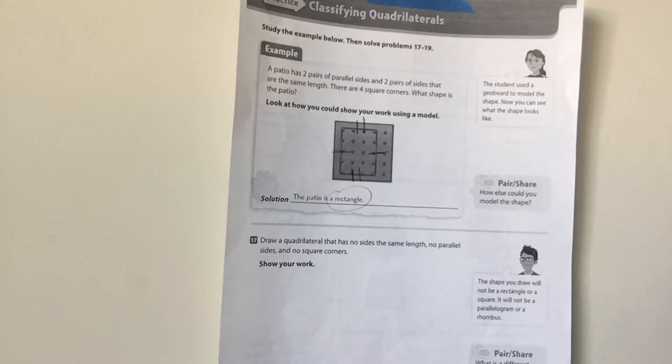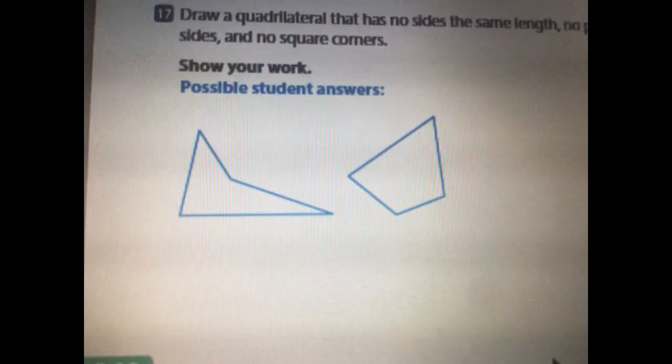Now, number 17 tells us to draw a quadrilateral that has no sides that are the same length, no parallel sides, and no square corners. I want you to look at my examples. I've got a couple of examples here of shapes that you can draw, so just do your best to draw them.